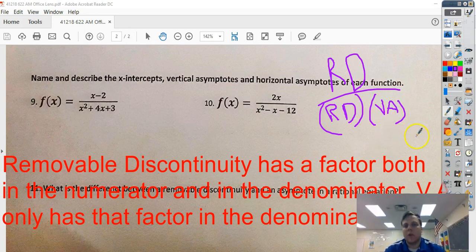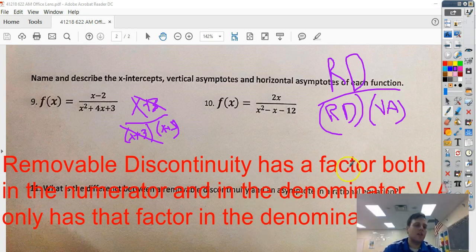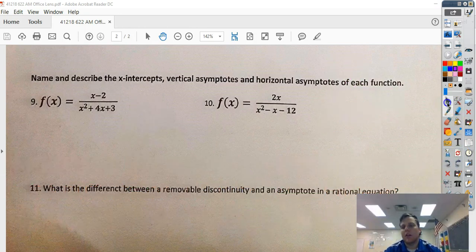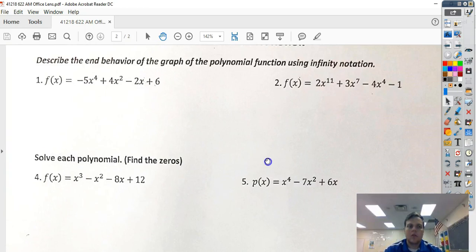Like a quick example, since we haven't done one yet, would be something like x plus 3 over x plus 3 times x plus 5. Well, you see I have a removable discontinuity at x plus 3 because it's in both the numerator and the denominator. But I have a vertical asymptote at x plus 5 because that's not in the numerator. And you can word your answer however you want, but that's the basic idea you need to get across. Let's go back up.